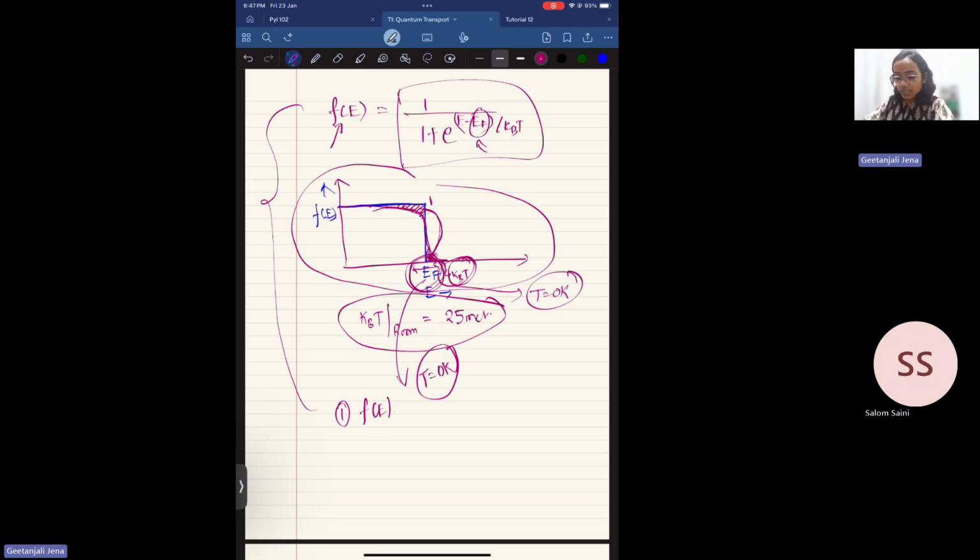So this becomes significant in the quantum regime. That is why we are stressing more on density of state, Fermi-Dirac statistics, and the effect of contact interface, because in the quantum regime, this effect becomes significant. So we'll see in detail in our upcoming lab session.